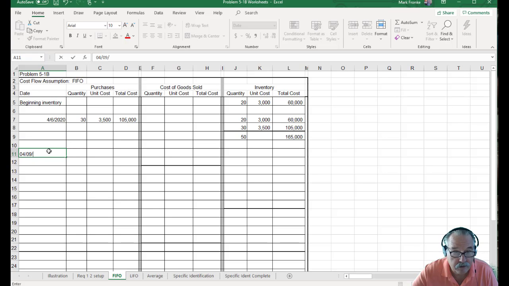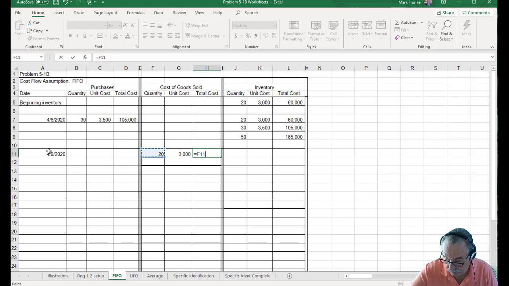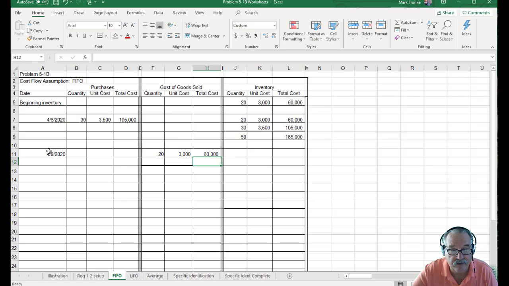April the 9th, and we sold all of the beginning. We're using FIFO. We sold all the ones we had there at the beginning for a total cost of 60,000, and then we sold 15 of the next tier, 15 of the items that we bought on the 6th of April.